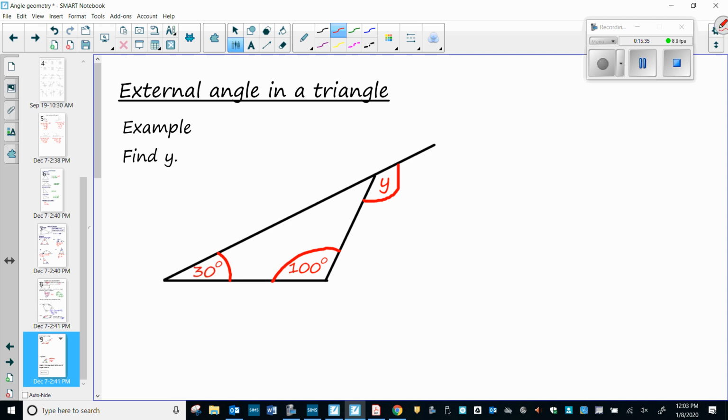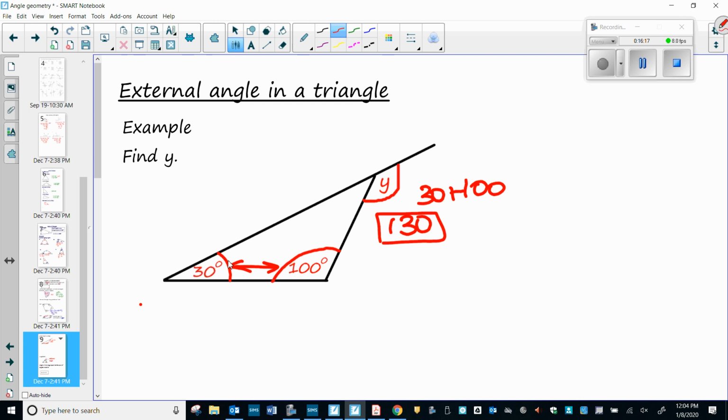All right. Do we know the rule about the exterior angle in a triangle? Have you ever learned this? No. Okay. So here you see we've got this triangle. What I've done is I've extended this line. This angle here will always be equal to the sum of the two angles opposite it. So this is going to be equal to 30 plus 100. So y is going to be equal to 130. So the exterior angle is always equal to the sum of the two interior ones opposite it.